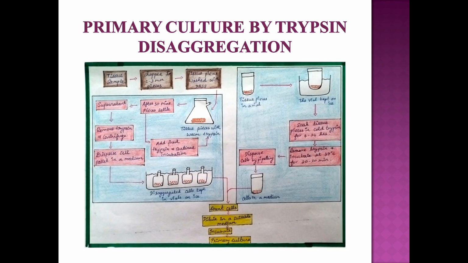Now we discuss trypsin disaggregation. The term trypsinization is commonly used for disaggregation of tissues by the enzyme trypsin. Crude trypsin is more effective due to the presence of other proteases. Cells can tolerate crude trypsin better, so crude trypsin is very important. In this trypsinization method, we have two types: warm trypsinization and cold trypsinization.